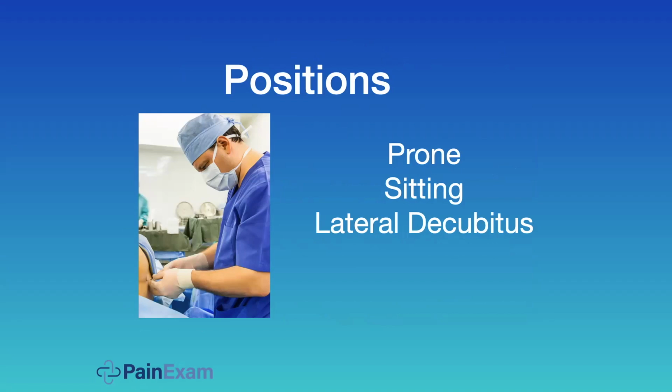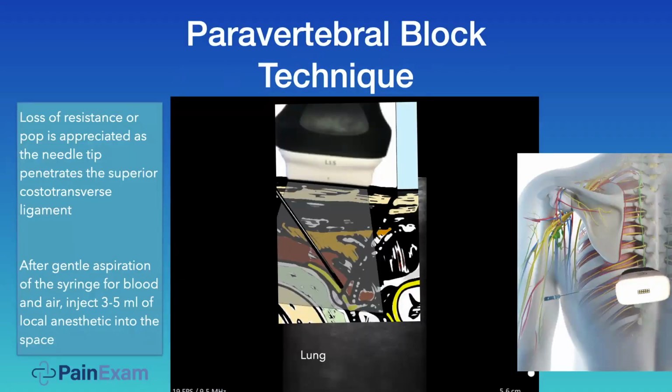Okay, so there are different positions you could keep the patient in for this procedure. When your injector gets into the paravertebral space, there is a loss of resistance as the needle tip penetrates the superior costotransverse ligament. You want to aspirate, and I usually inject 3 to 5 mLs of injectate.